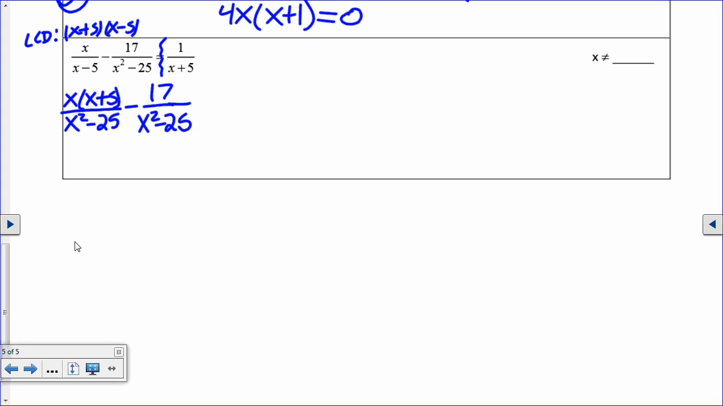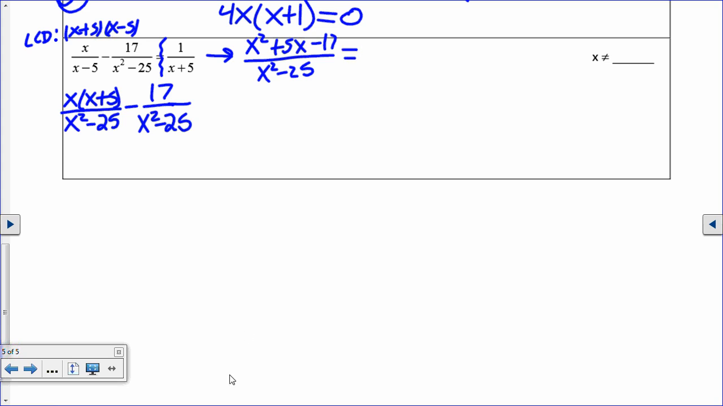Alright, so if I'm going to be adding these two together, you're going to have to distribute the x throughout this so you can add the pieces together, because you want to combine like terms. So if I distribute the x, plus 5x, and then I'm also subtracting the 17 onto that. So I'd have minus 17 over my, and then equals.